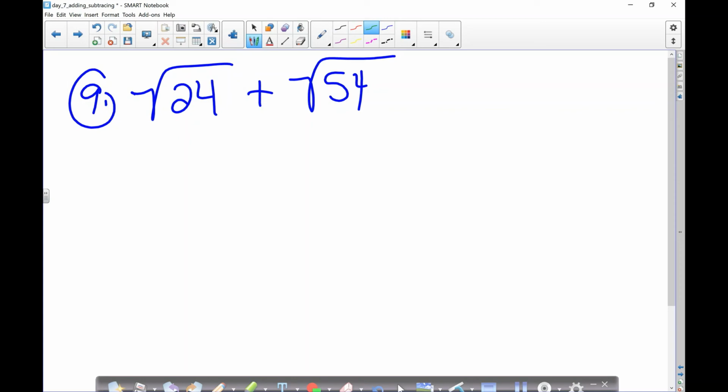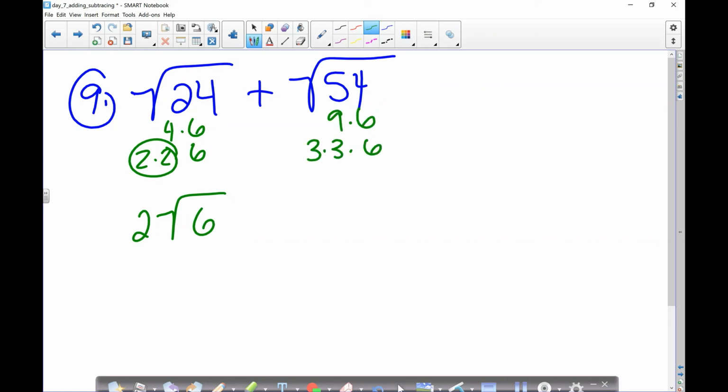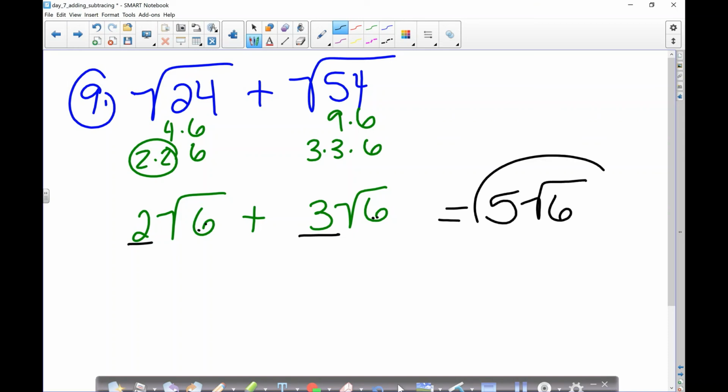And this is where the addition and subtraction ones get a little bit longer because sometimes you do have to simplify. So 24 is 4 times 6, which is 2 times 2 times 6. So that's going to give me 2 square root of 6. 54 is 9 times 6, which is 3 times 3 times 6, which gives me 3 square root of 6. So now that they're in simplest form, I can actually add those together. I can add my coefficients because they have the same exact square roots, and that gives me 5, and then I have the square root of 6.